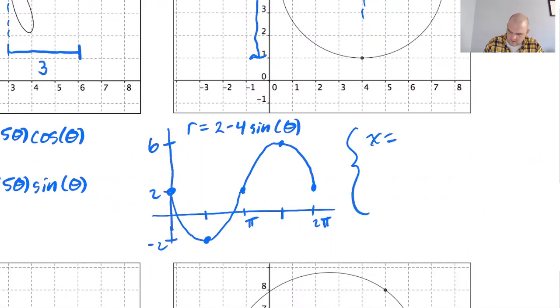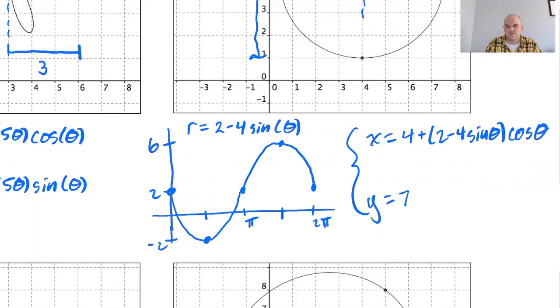Okay, so we're going to have x equals, y equals, so we said it was 4 and 7. And then our polar curve is 2 minus 4 sine theta. And then that'll be cosine theta. Skipping some parentheses here for space reasons. And then 7, it'll be our polar curve, 2 minus 4 sine theta. And then sine theta.